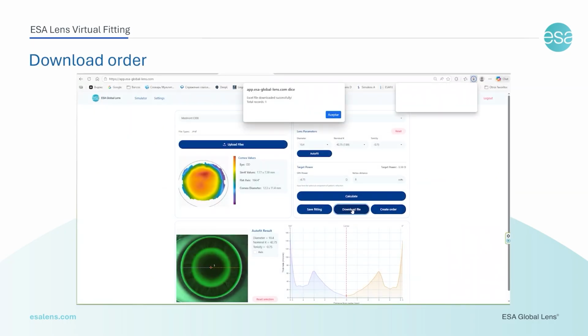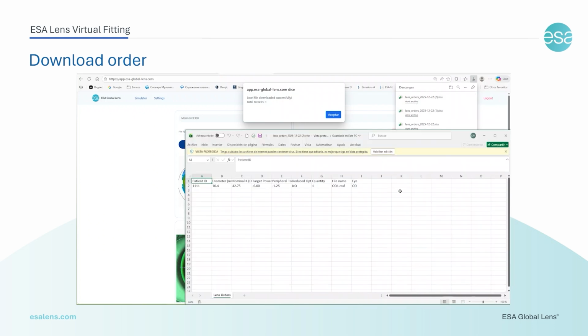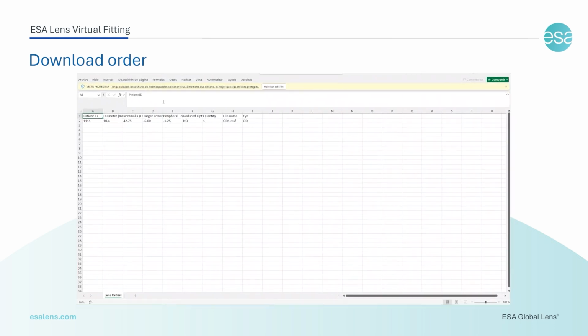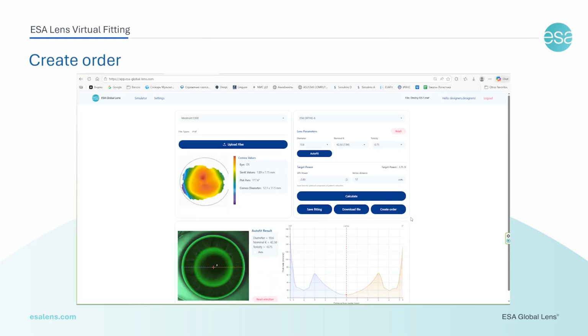By clicking the Download File button, you can export your saved lens fittings into an Excel spreadsheet. We strongly recommend downloading your data daily to prevent accidental loss due to browser cache clearing. By default, ESA Fit automatically includes the current date in the file name to help you maintain an organized chronological archive. To place an order with the manufacturer, you can email the generated Excel table directly from the platform.